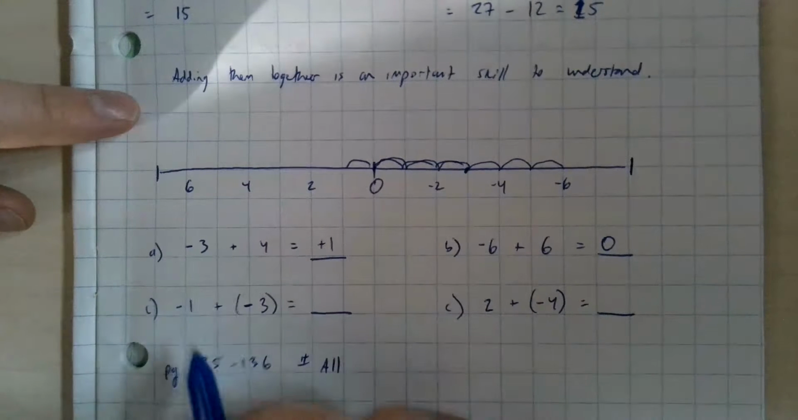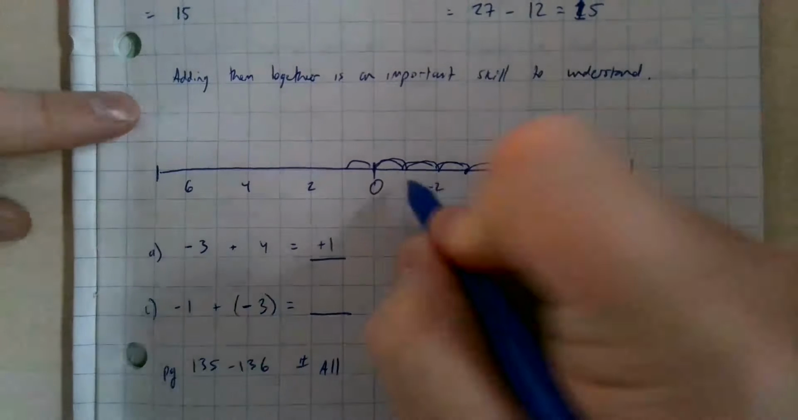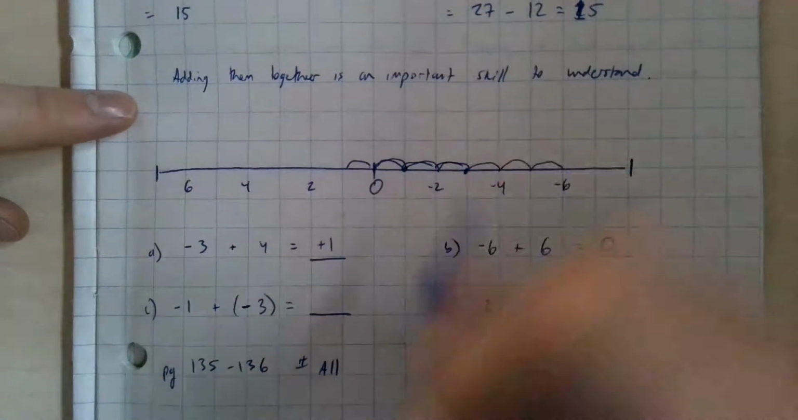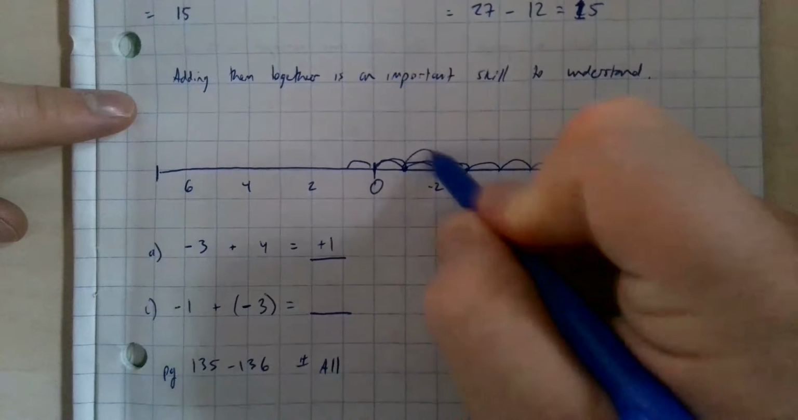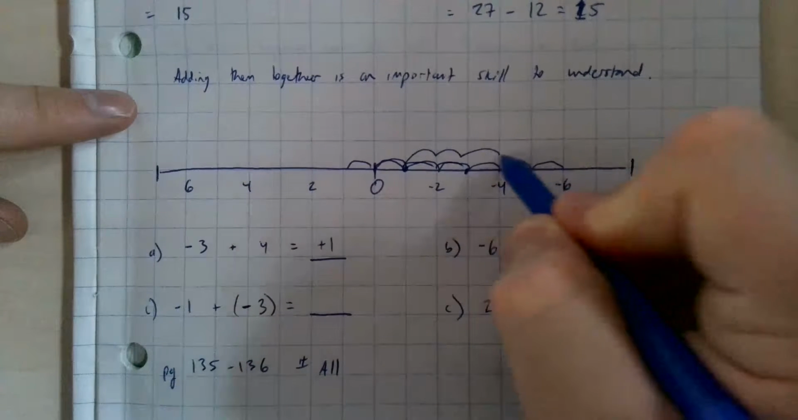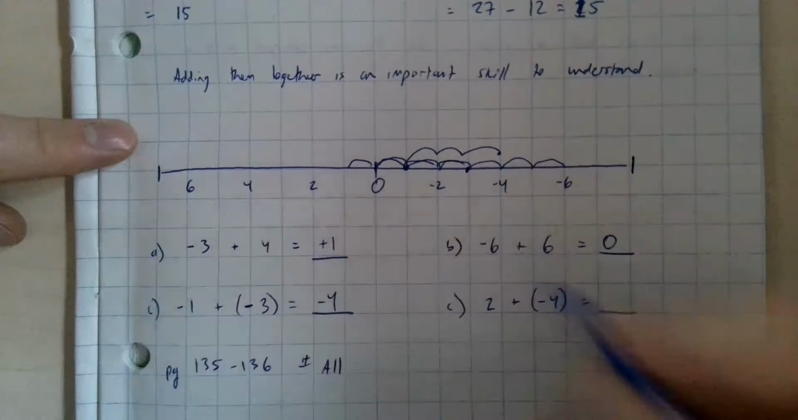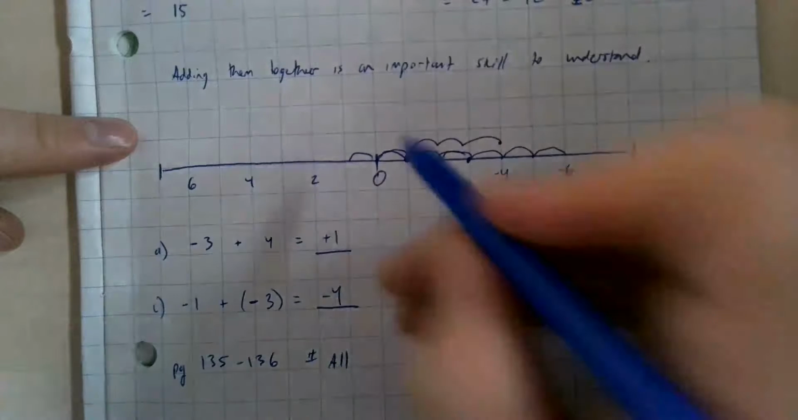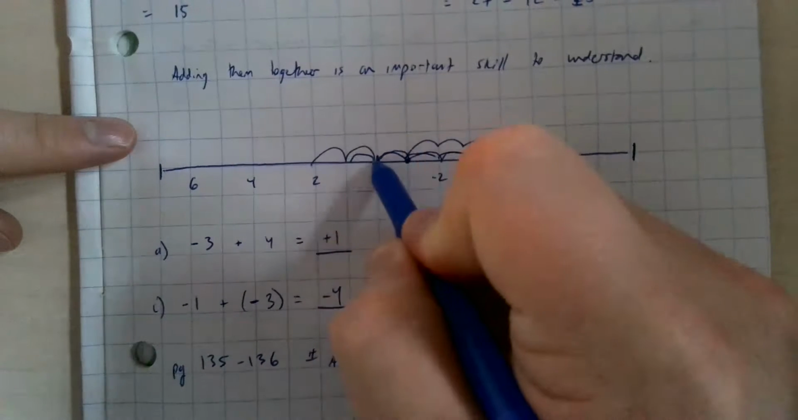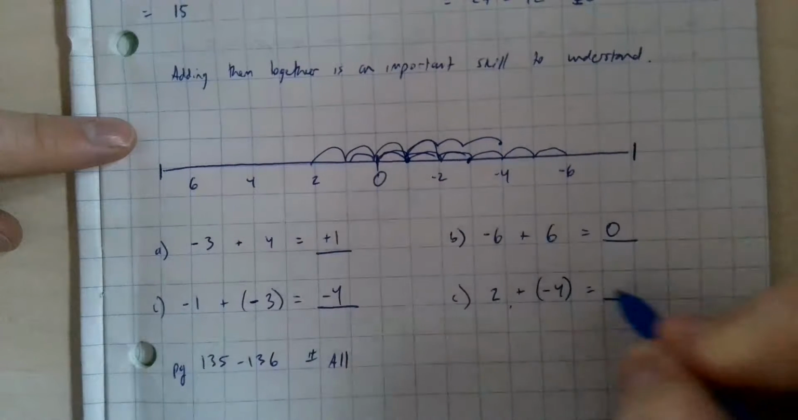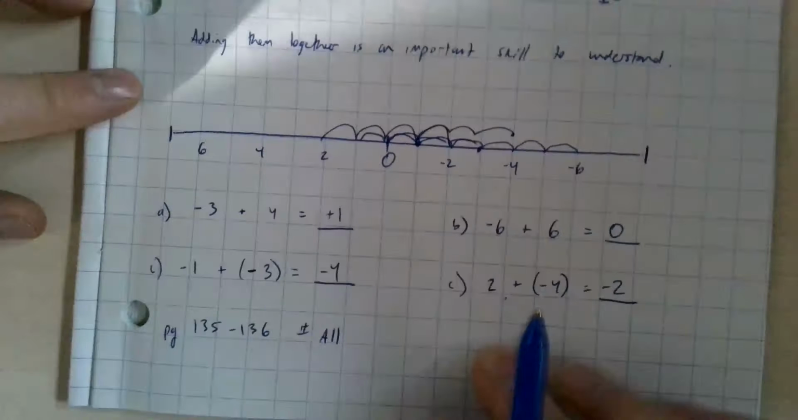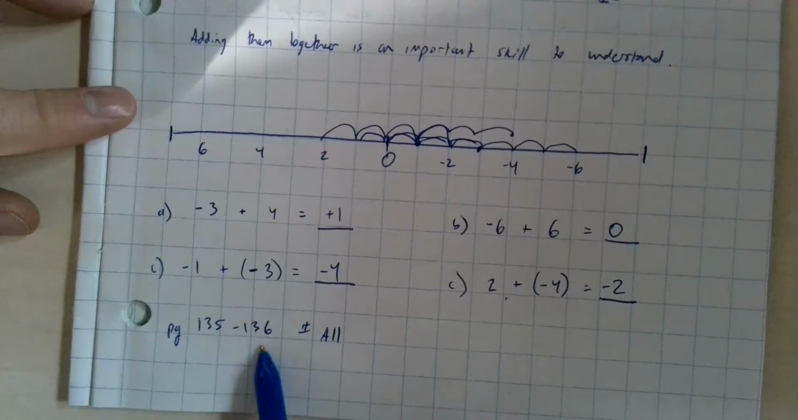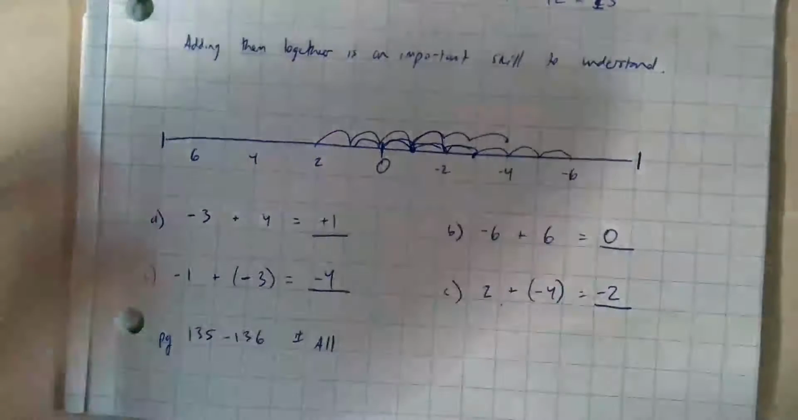All right, my next one, I'm starting at negative 1. I'm going to subtract 3. 1, 2, 3. I'm at -4. My last one, I'm at 2. I'm going to subtract 4. 1, 2, 3, 4. -2. All right, so on this page, I'd like you to do 135 and 136. Please complete all of the questions.